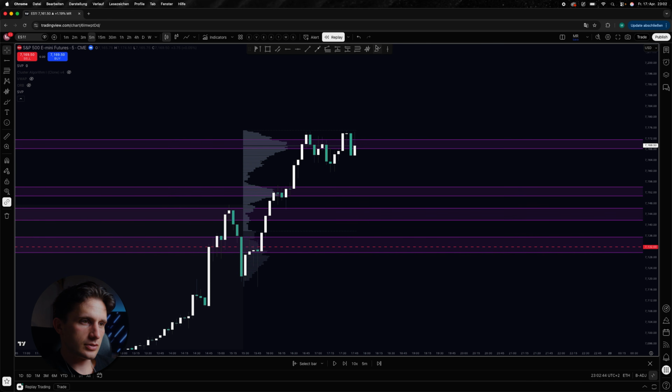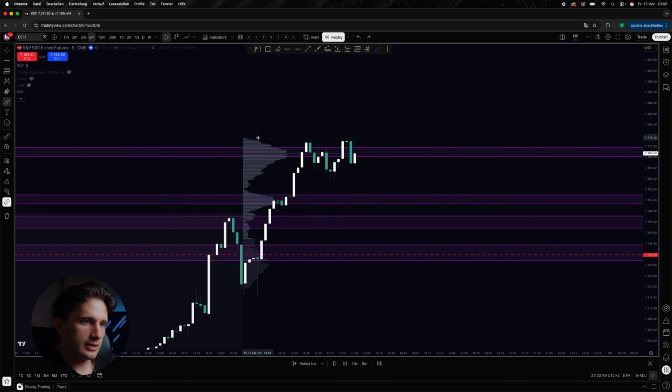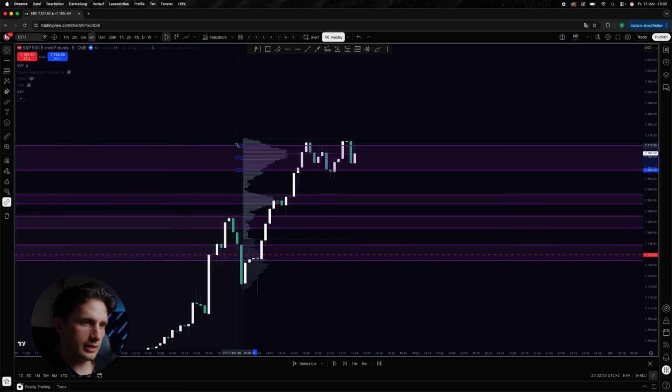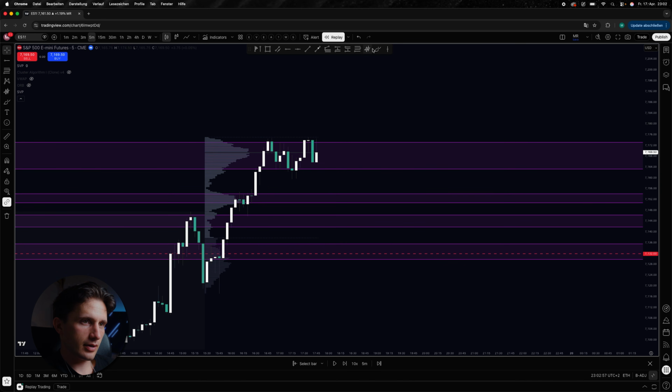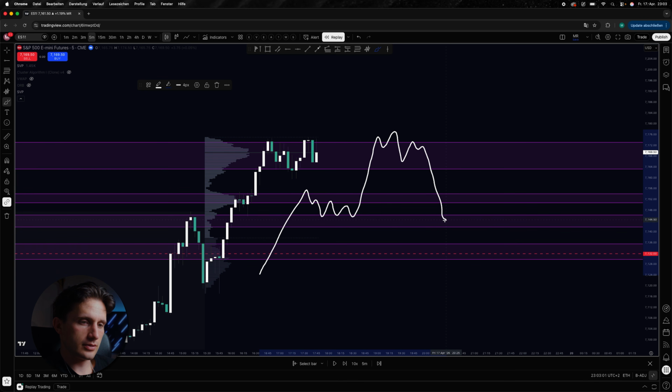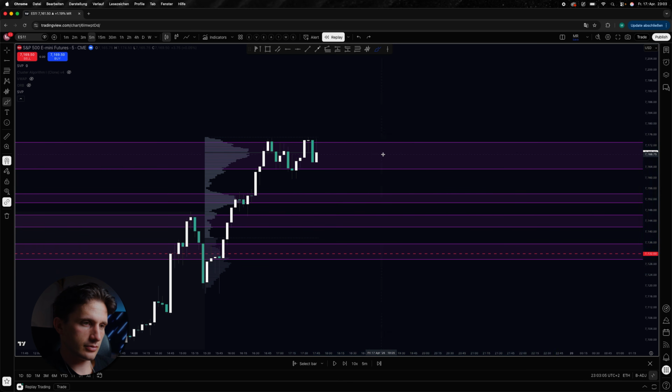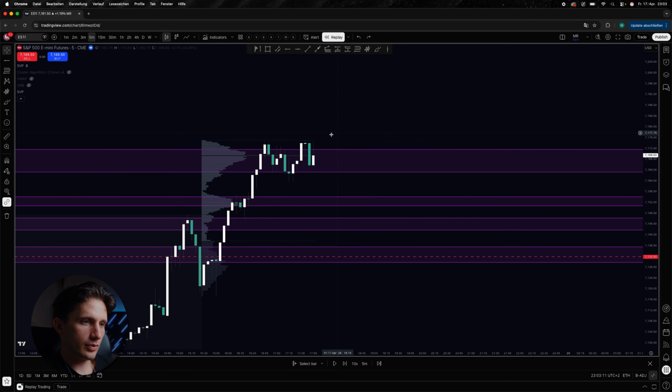So this right here is just ranging around. You can see that we are building a massive node here, so let's extend this right here and right here. And as I said, guys, the market moves in these phases: balanced, imbalanced, balanced, imbalanced, right? What we have here is a push up, then balance.